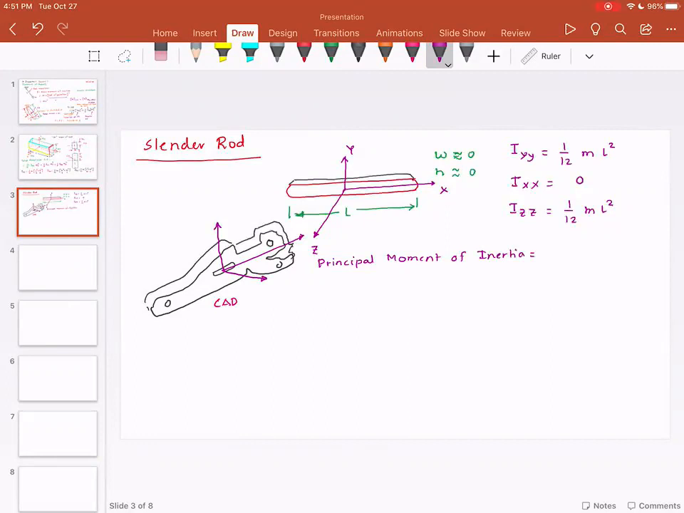And these principal moments of inertia would be written in a slightly interesting fashion. It will be a 3 by 3 matrix, with Ixx, Iyy, Izz, and zeros on the off-diagonal terms. So when you import a complex geometry inside the CAD model and ask it to compute the principal moment of inertia, it will give you a matrix. This is called the inertia tensor.